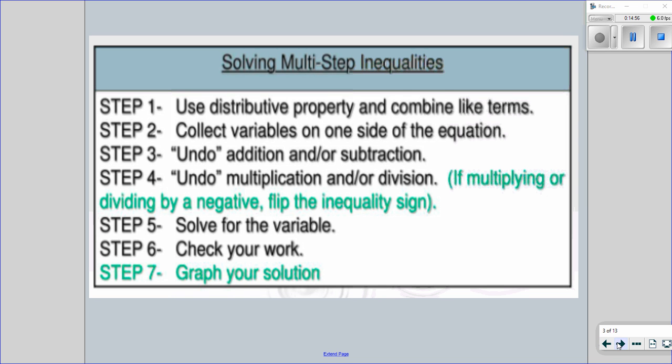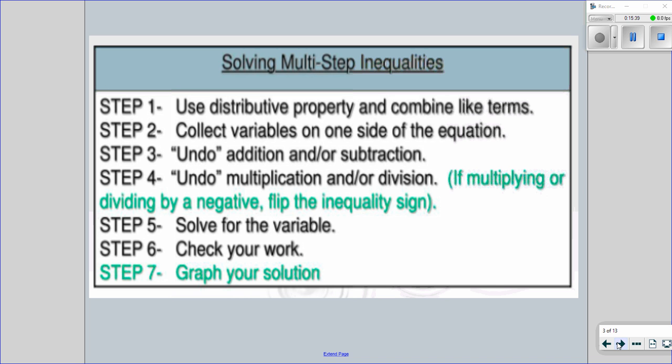So again, we did multi-step inequalities, just like you do with any equations. But with inequalities, if there's any distributive property that needs to be dealt with, do the distributive property, combine your like terms, have your variables on one side and then your coefficient on the other, using the properties of inequality to do the inverse of adding or subtracting, and then the multiplication or division. And if there's a negative that you're multiplying or dividing by, make sure that you flip the inequality symbol.